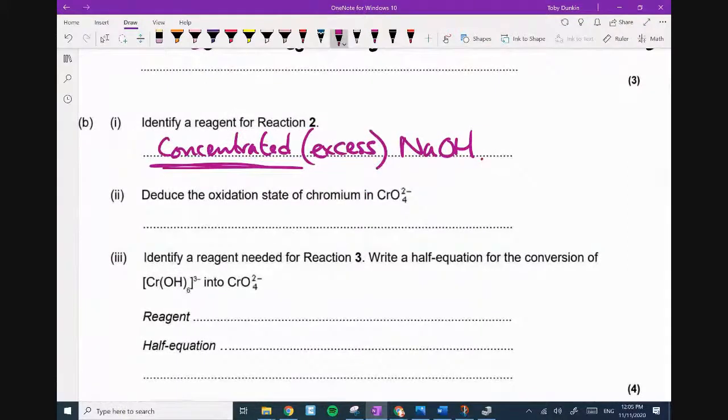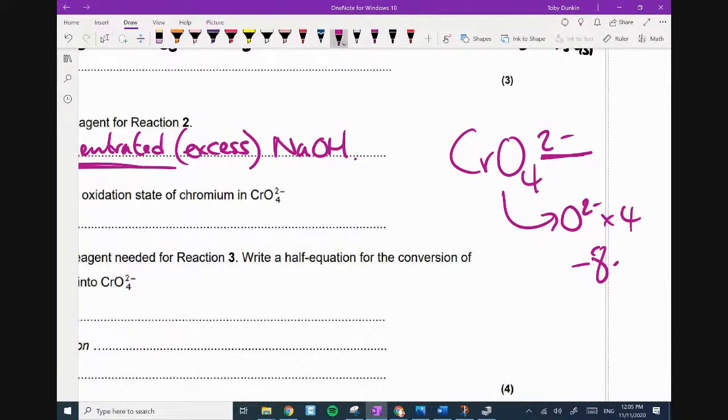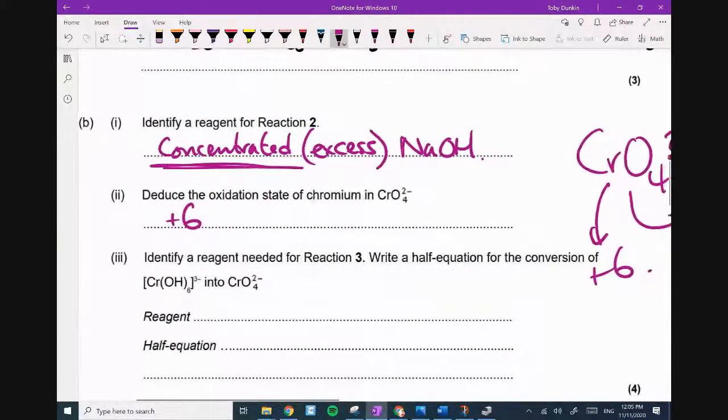Next, deduce the oxidation state of chromium in the yellow chromate ion, and it's a +6. Let's have a look at that. Let's dismantle it. So CrO4 2-. I've got oxide ions, but I've got 4 of them, so -8. The overall charge is -2, so for me to get from there to there, the chromium must be bringing a +6. I like it. Okay, so +6 for the chromium.